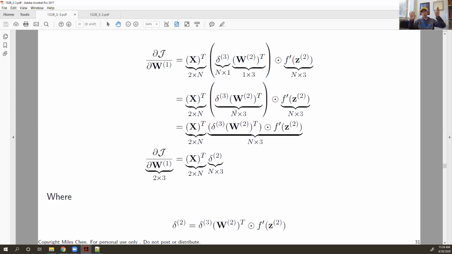So this times this over here becomes an n by 3 matrix via element-wise multiplication, right? Element-wise multiplication means you have two matrices of the same size, and you line up each thing and multiply them together. And X transpose is 2 by n. And so I can multiply this 2 by n matrix by this n by 3 matrix, and the result is going to be a 2 by 3 matrix.